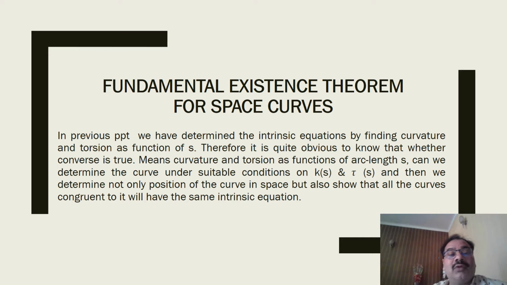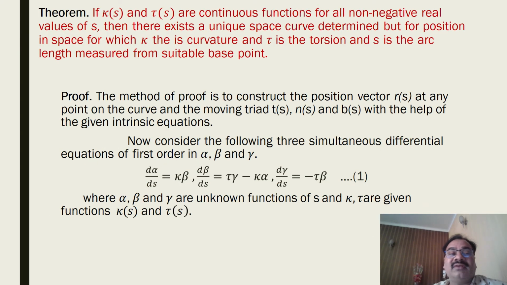So let us look at the statement of the fundamental existence theorem for space curves. If k(s) and tau(s) are continuous functions for all non-negative real values of s, then there exists a unique space curve, determined except for position in space, for which k is the curvature and tau is the torsion, and s is the arc length measured from a suitable base point.